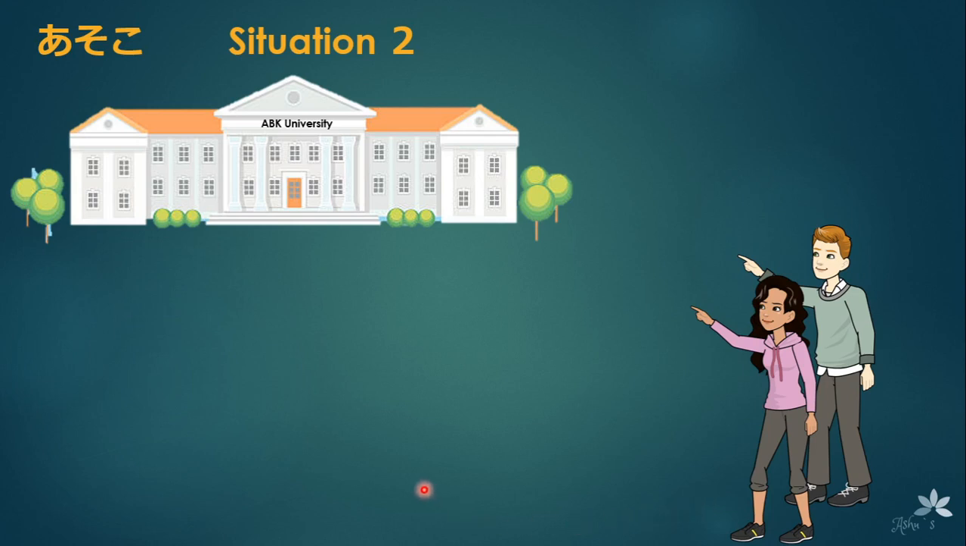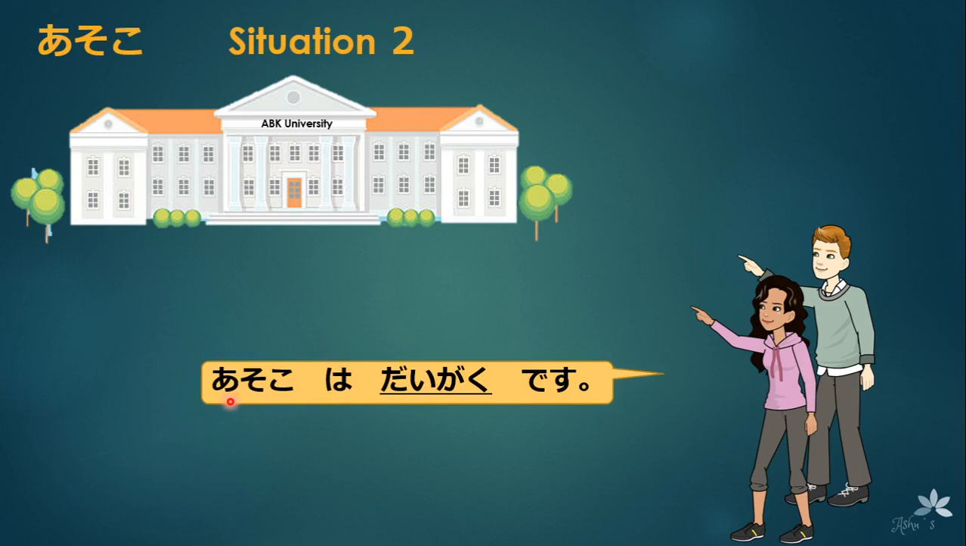In the second situation, the speaker and the listener share the same space and they are talking about a place far away from them. This place, which is far away from both the speaker and listener, is referred as asoko. Here they say, Asoko wa daigaku desu. That over there is university.